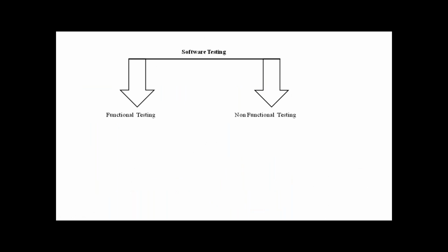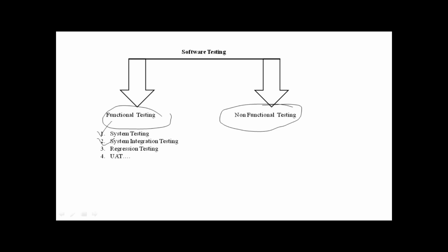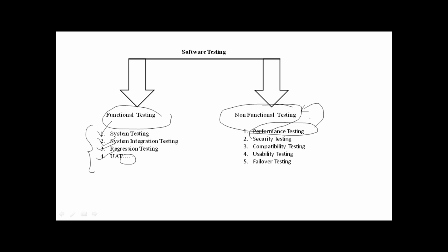Okay, so going back to the old slide, the overall software landscape can be divided into functional testing and non-functional testing. Functional testing means system testing, system integration testing, regression testing, user acceptance testing, and a few more. For non-functional testing, obviously performance testing, but a lot of people think that performance testing is the only non-functional testing. If you are in that assumption, you are totally wrong. Performance testing is one of the non-functional testing. The others are security testing, compatibility testing, usability testing, failover testing, and there are a lot of them.